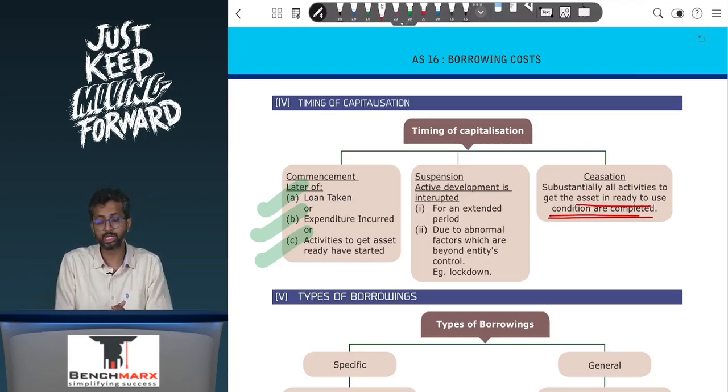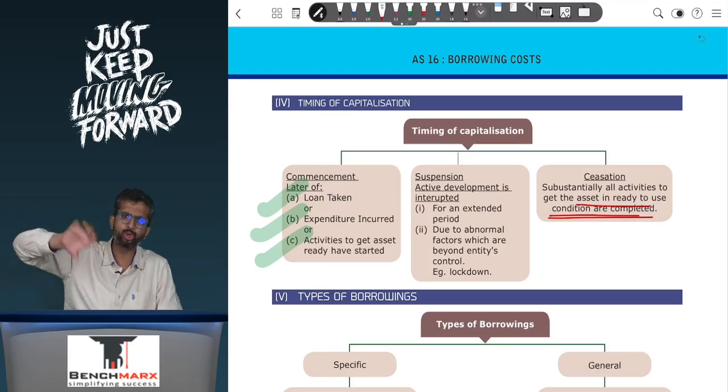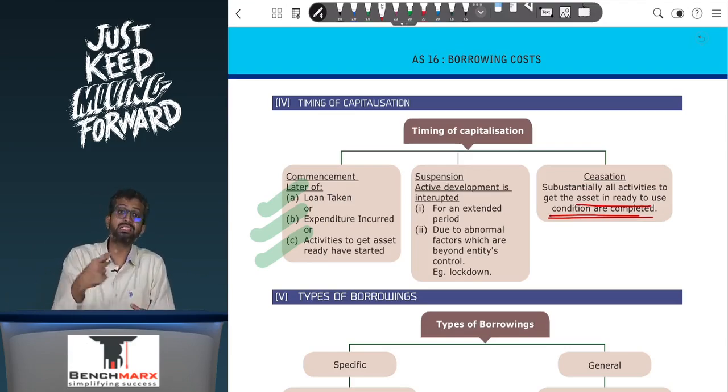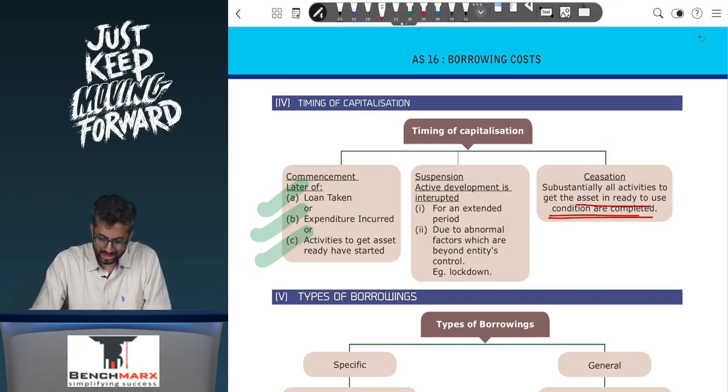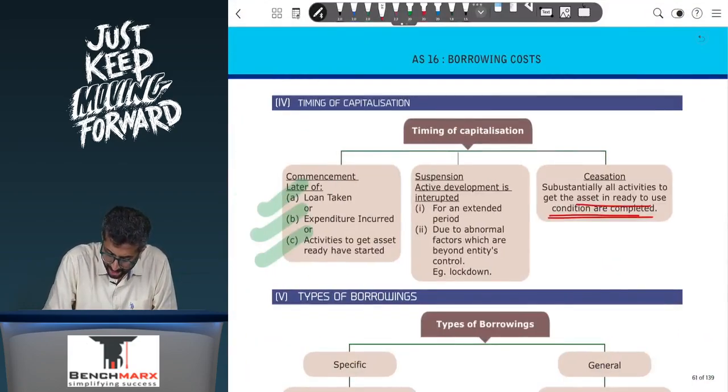Let's say an abnormal loss. And this is not an interruption which is necessary to get the asset in the ready to use condition. Sometimes what can happen is you will interrupt the work, but that is for normal factors. That is normal to get the asset in the ready to use condition. For example, when you look at roads which are made out of concrete, sometimes they put water in it and let the water dry out because that is when the concrete strengthens. Now at that point, there's no work happening. However, I will still continue capitalization because this interruption is necessary to get my asset in the ready to use condition. So suspension can happen if active development is interrupted, let us say for an extended period.